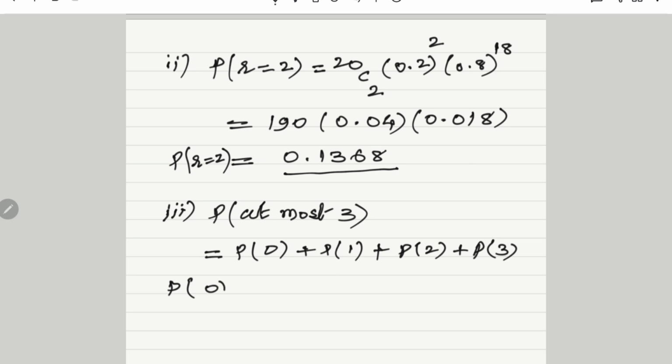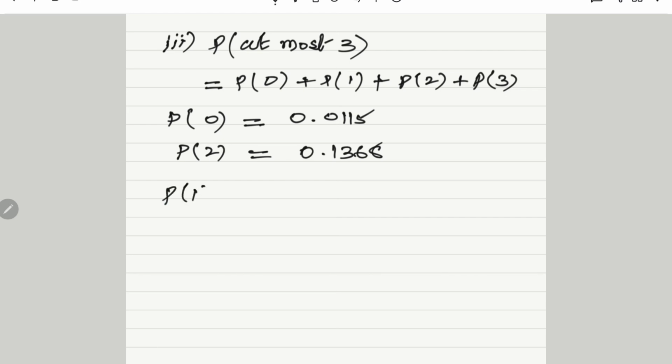We have P of 0 as 0.0115. Already we have calculated this. P of 2 also we have calculated. It is 0.1368. Then for the remaining two quantities, we perform the calculation.